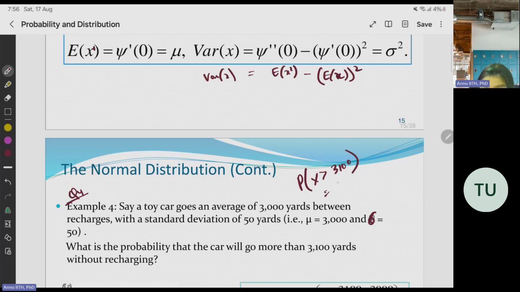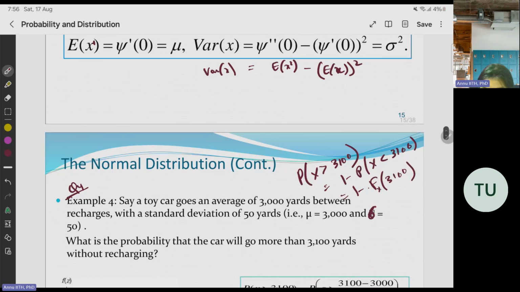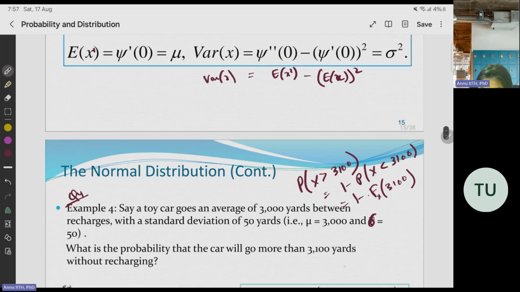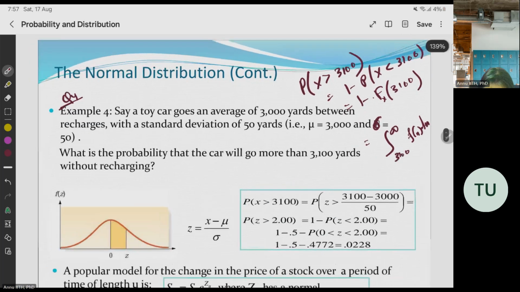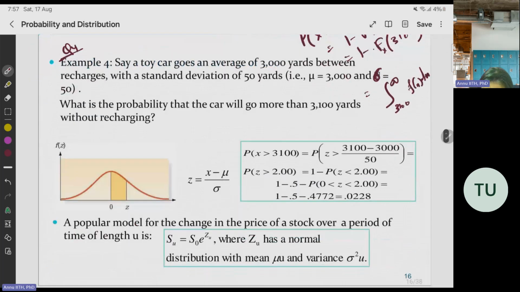So you have to calculate 1 minus P of X less than 3,100. This is nothing but 1 minus F of 3,100, right? Or else we can directly calculate it as the integral from 3,100 to infinity of f(x) dx. Let us see how these people have calculated it. They have calculated in a similar way.